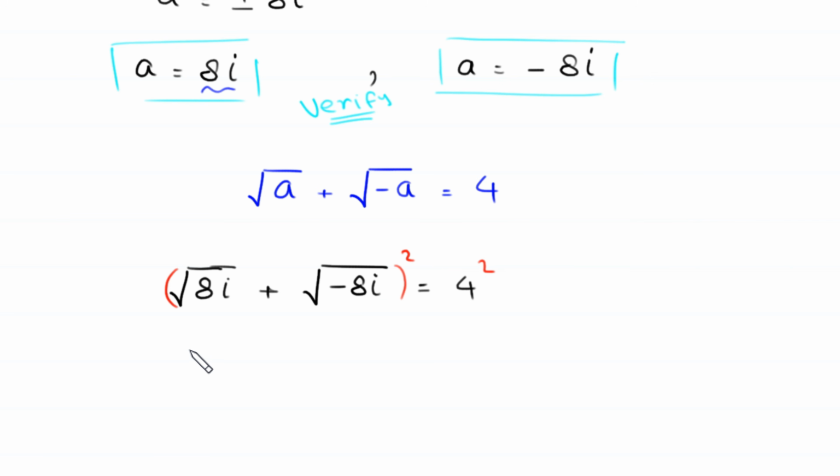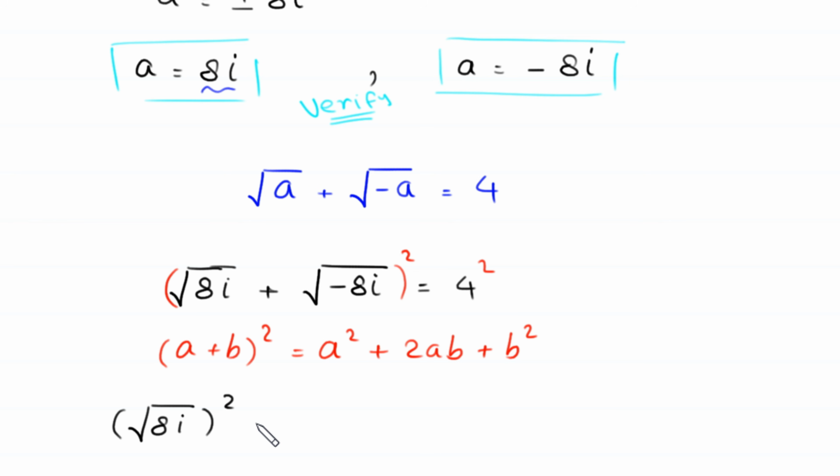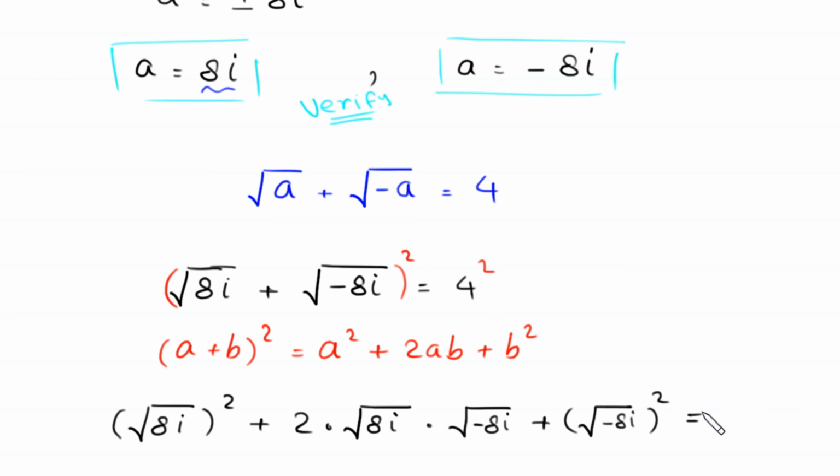By using this algebraic identity, a plus b whole squared is equal to a squared plus 2ab plus b squared, this root 8i plus root negative 8i whole squared will become root 8i squared plus 2 times root 8i times root negative 8i plus root negative 8i squared is equal to 4 squared, which will become 16.